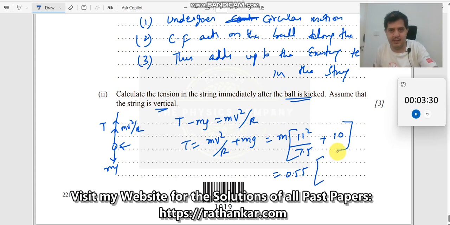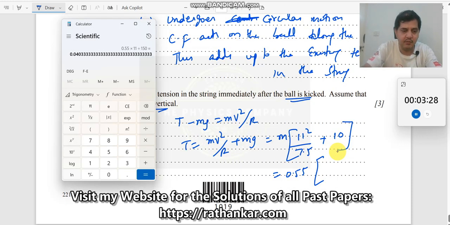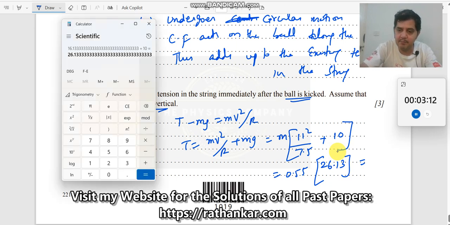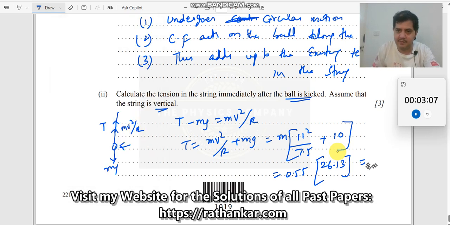Okay, so let me use my calculator to find what this is now. This should be 121 divided by 7.5. I get this 16.13 plus 10. I get this as 26.13. So this answer should be 26.13. This multiplied by 0.55 will give me 14.37. What is this now found out? The tension over here. Anything I have missed over here? Nothing I have missed. Which should be around 14.4 Newton.